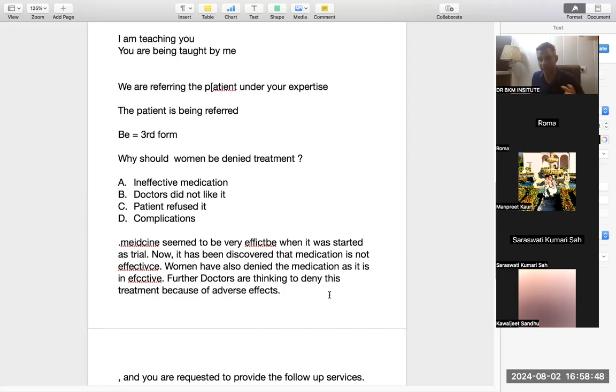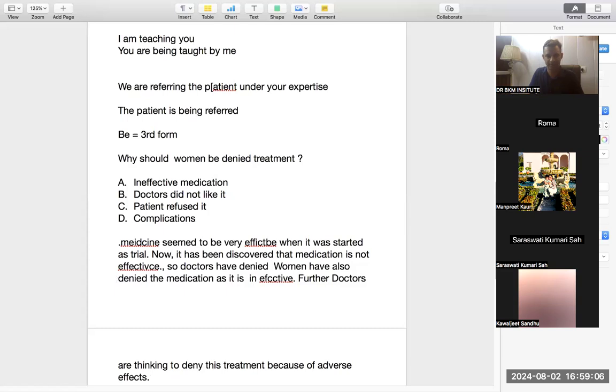Now also understand, this is reading. That is how the questions are created. Why should women be denied treatment? Now it has been discovered that medication is not effective. So doctors have denied the treatment.